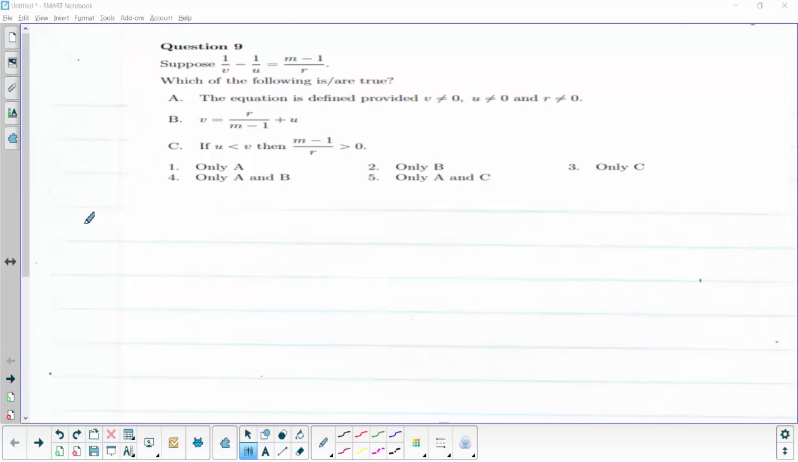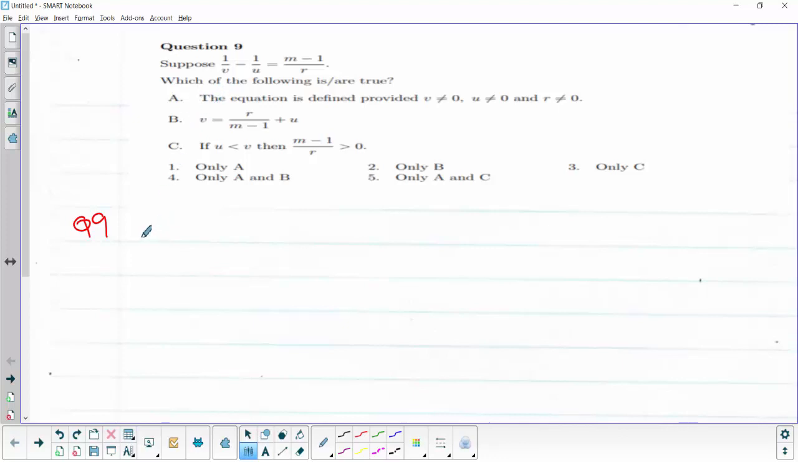Answer to question 9. So we are given the question. We have 1 over v minus 1 over u equal to m minus 1 over r. So we need to determine among A, B, C which one is true or which ones are true.